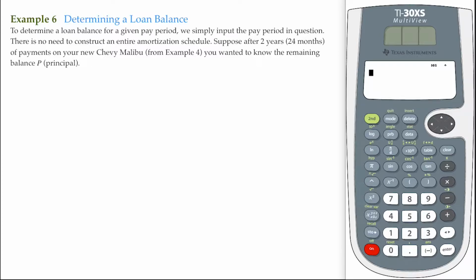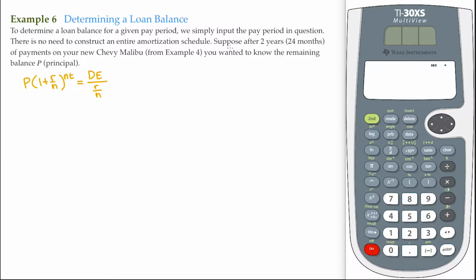So we're still going to be using the installment loan equation. That's P times 1 plus R over N to the NT power. That's going to be equal to D times E, the effective rate, all over R over N. Now this problem states to determine a loan balance for a given pay period, we simply input the pay period in question. So that's what we're going to do. There is no need to construct an entire amortization schedule.